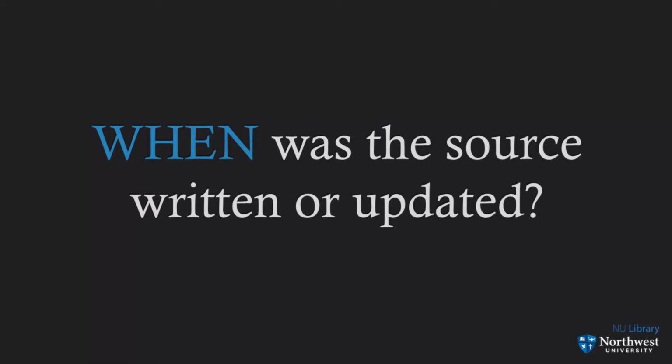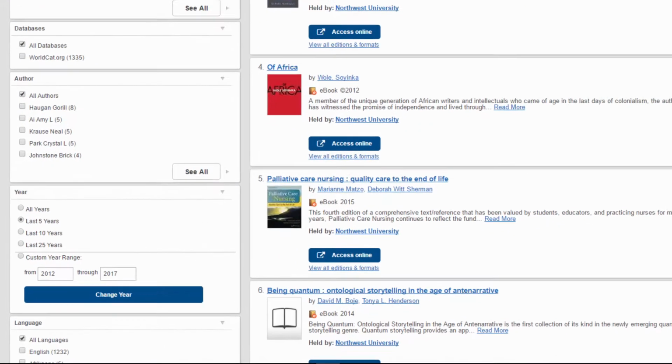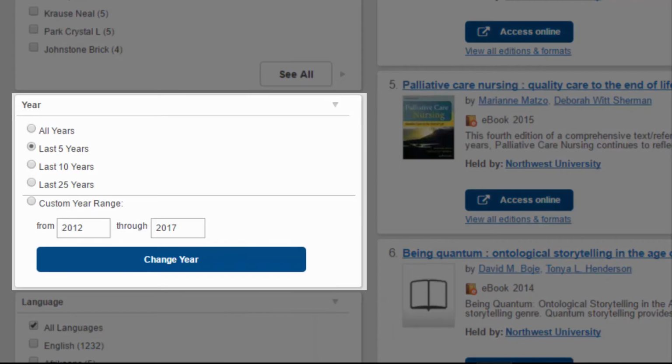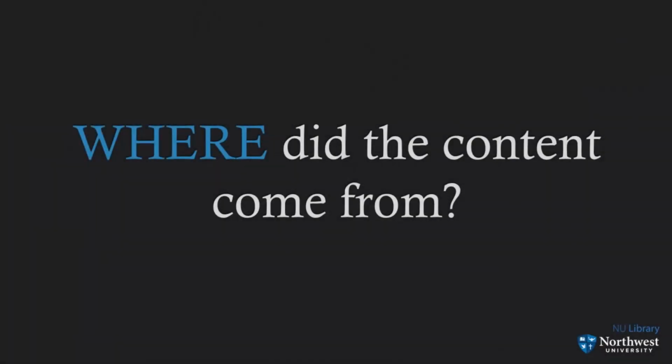When was it written? Does your topic require current information, or will older sources work as well? When using the library website, you can use the date filter here to narrow your search. Where did the content come from?